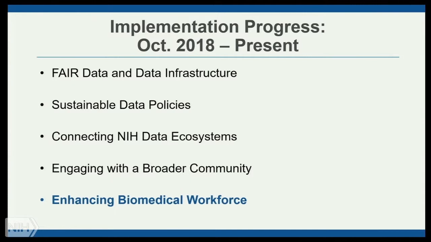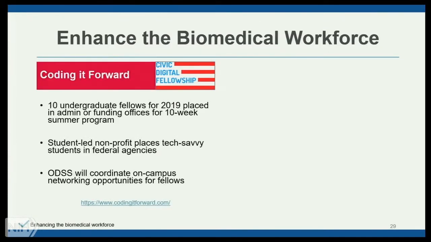Finally, I want to tell you about all the great things that we're doing to enhance our biomedical workforce. So NIH is an internal and an extramural research organization. So I'm going to tell you first about what we're doing internally to NIH, and then I'm going to tell you what we're doing externally. So this summer, we're bringing 10 undergraduate computer science fellows to NIH to work in our programs. And it's really a win-win for both of us. They're going to learn about federal service, and we're going to learn a great deal about computer science. So we're really happy to have these tech-savvy students come and work in our federal institutes and centers.